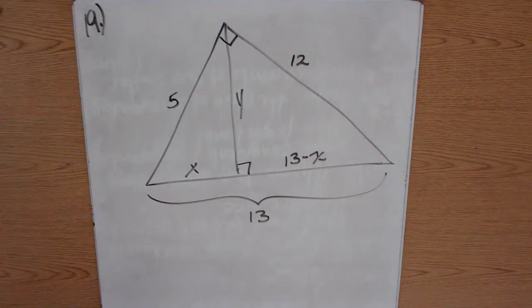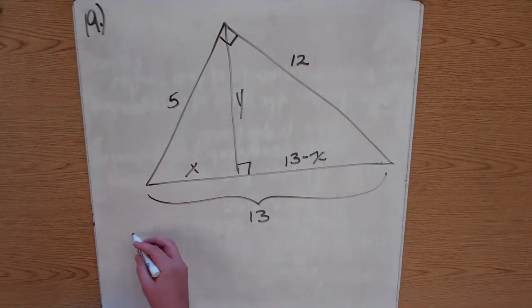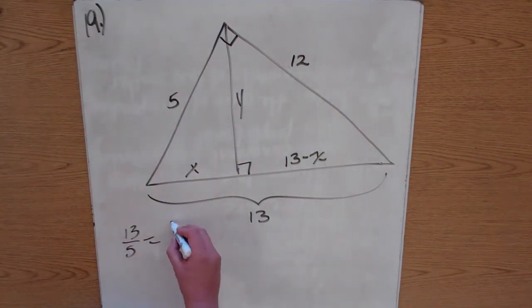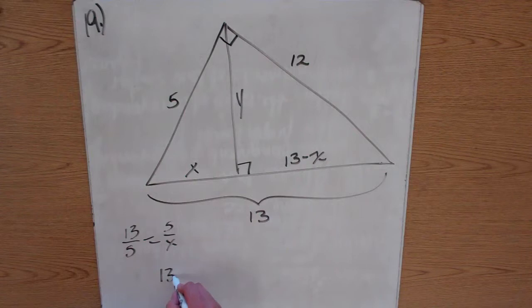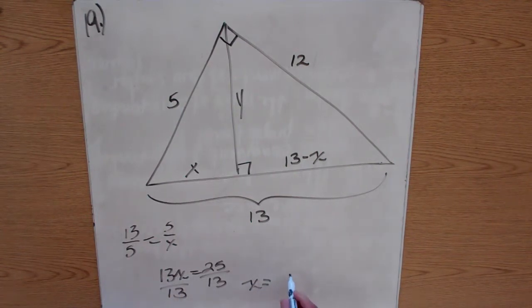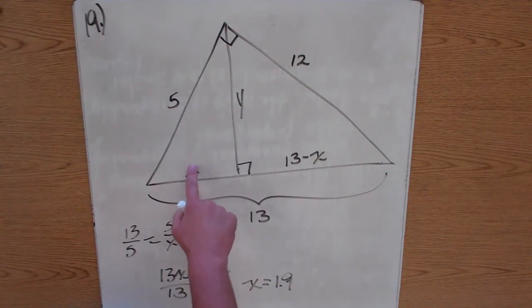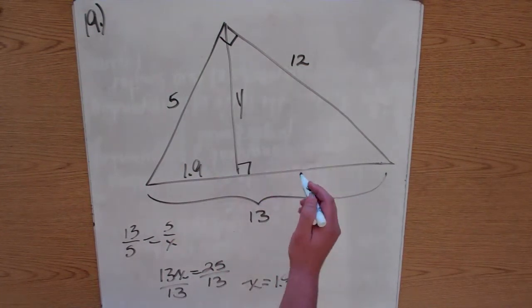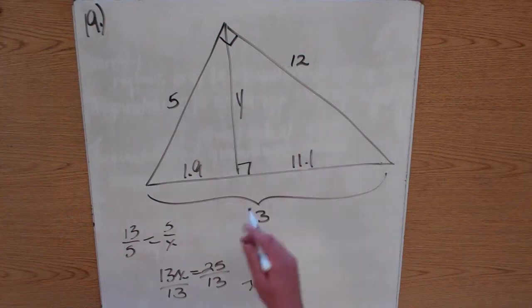Alright? Now we have to solve for y. Well, to solve for y, I'm going to do hypotenuse over short side. So 13 over 5 equals hypotenuse over short side, 5 over x. So 13x equals 25. Divide both sides by 13. So x equals 1.9. Alright, so now let's put in 1.9 right here. And then this 13 minus x becomes 11.1. Okay?